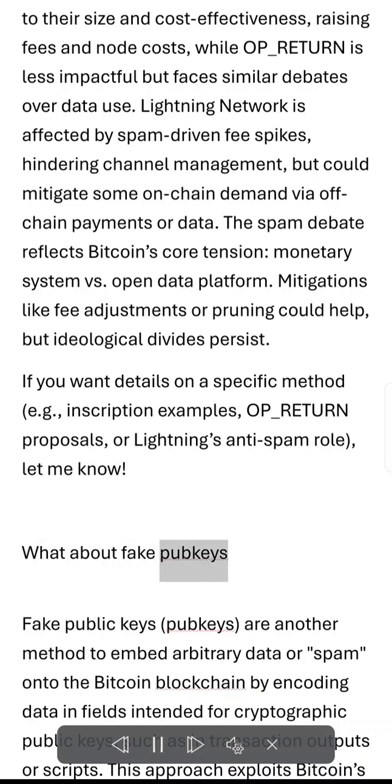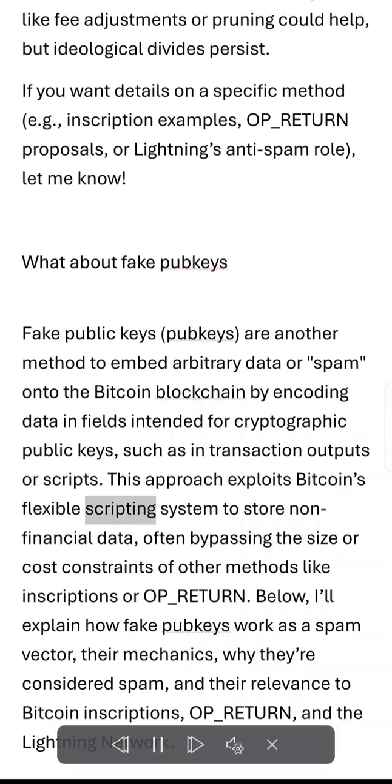What about fake pubkeys? Fake public keys, pubkeys, are another method to embed arbitrary data or spam onto the Bitcoin blockchain by encoding data in fields intended for cryptographic public keys, such as in transaction outputs or scripts. This approach exploits Bitcoin's flexible scripting system to store non-financial data, often bypassing the size or cost constraints of other methods like inscriptions or OP_RETURN.